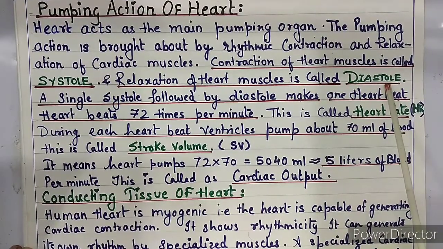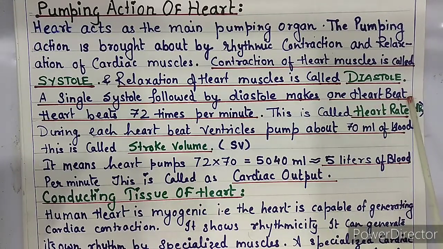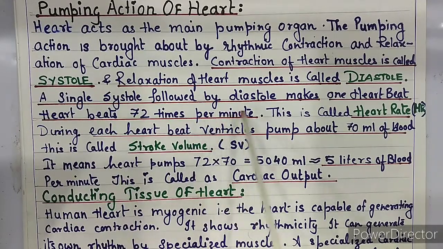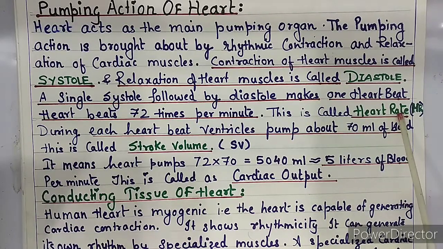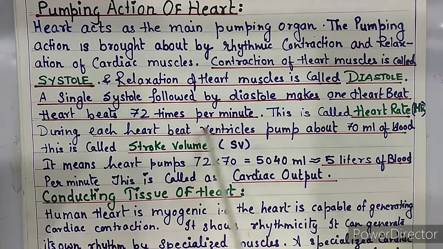What is it called? Diastole. No children, a single systole followed by a diastole makes one heartbeat. Human heart beats 72 times per minute, and this is called the heart rate, which is indicated by capital HR. During each heartbeat, the ventricle pumps about 70 ml of blood. And children, this is called the stroke volume of the heart, indicated by SV, capital S, capital V.